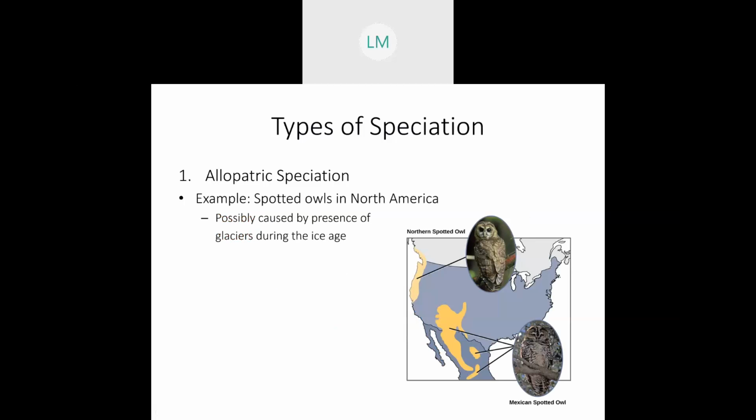An example of this is the spotted owls in North America. So we've got the northern spotted owl and we've got the Mexican spotted owl. You can see that they occupy different geographic areas. It's hypothesized that these were originally one species, but they were separated, possibly by the presence of glaciers during the Ice Age. So the glaciers came down this way and then retreated. But by the time they retreated, there had been enough evolution happening in these two different groups that now they are different species. Okay, geographic isolation resulting in reproductive isolation.